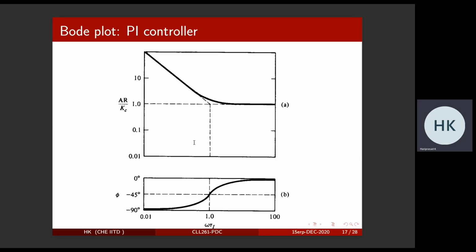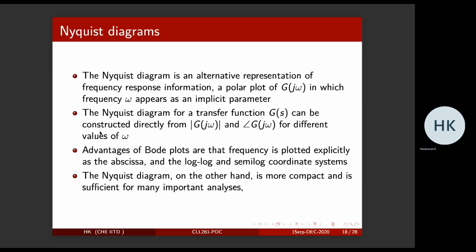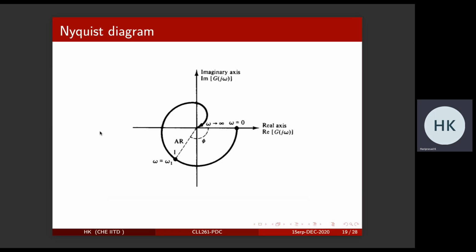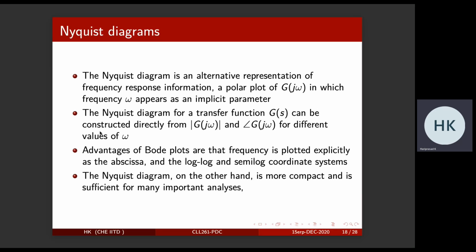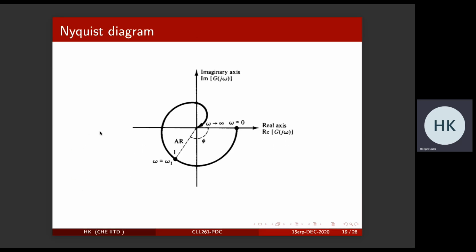Another aspect of Bode plot is that it is not really handy. So it contains two plots. One is a function of amplitude, and one is a function of phase angle with respect to omega, which is the frequency. So the Nyquist diagram is a compact representation of all of this. Here we will not have two separate plots, but instead you have a single compact plot, which is the polar plot, which essentially means that the amplitude ratio becomes the radius from the center, and the phase angle becomes the point wherein you mark that point.